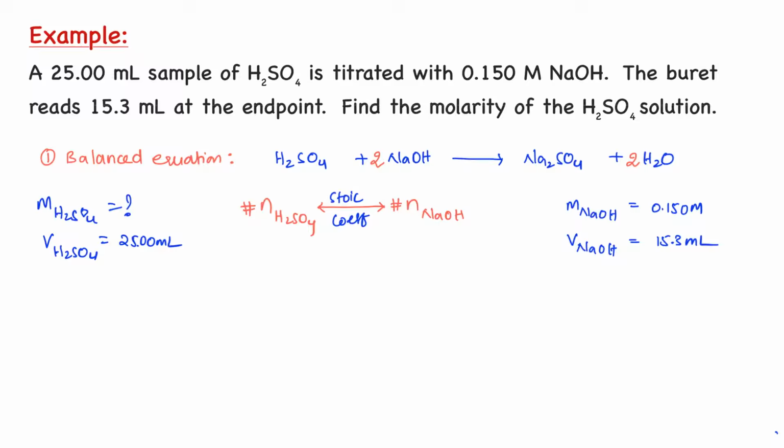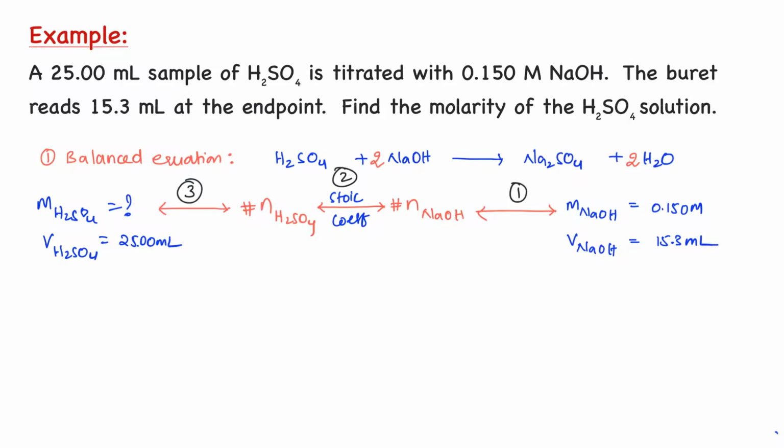So, we use the concentration of sodium hydroxide and volume of sodium hydroxide to calculate the number of moles of sodium hydroxide. Once we know the number of moles of sodium hydroxide, we can calculate the number of moles of sulfuric acid using the stoichiometric coefficients. Next, we can use the number of moles of sulfuric acid and volume of sulfuric acid solution to calculate its molarity.